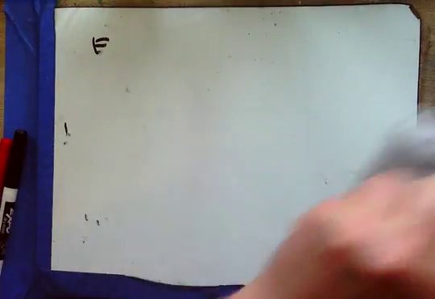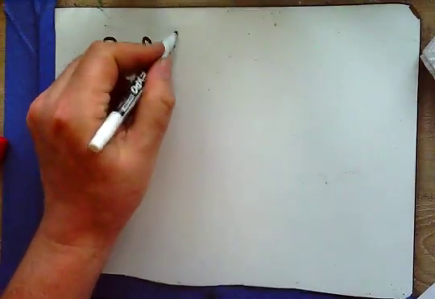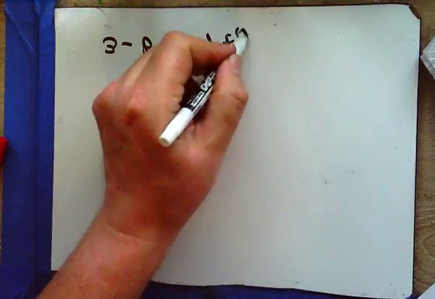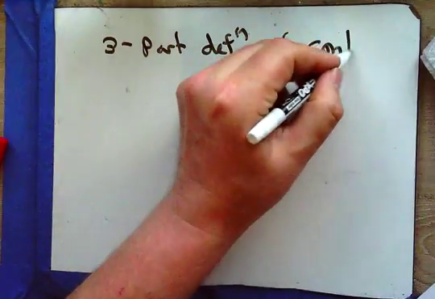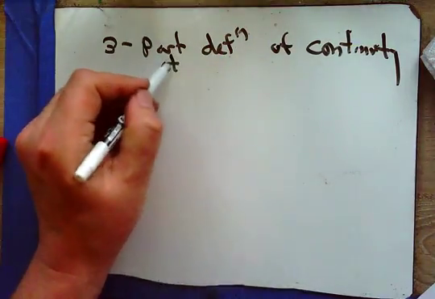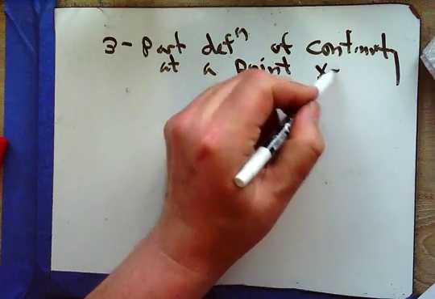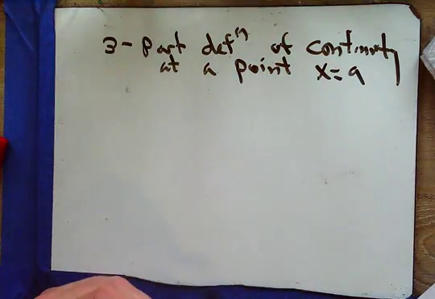All right, tell me the three-part definition of continuity at a point x equals a. Okay, pause the video, give that a try.